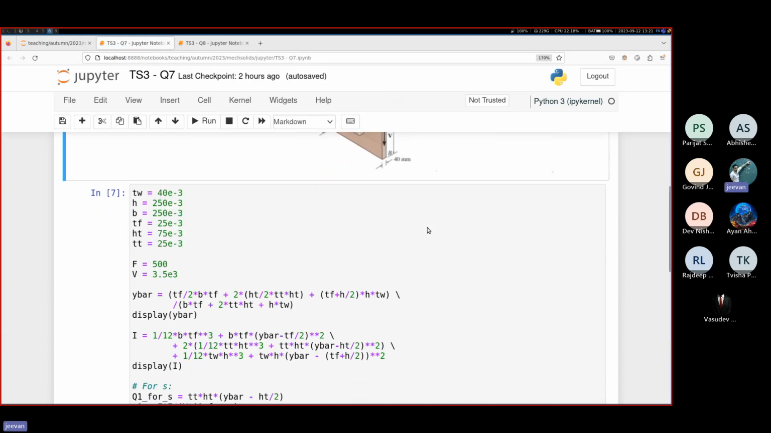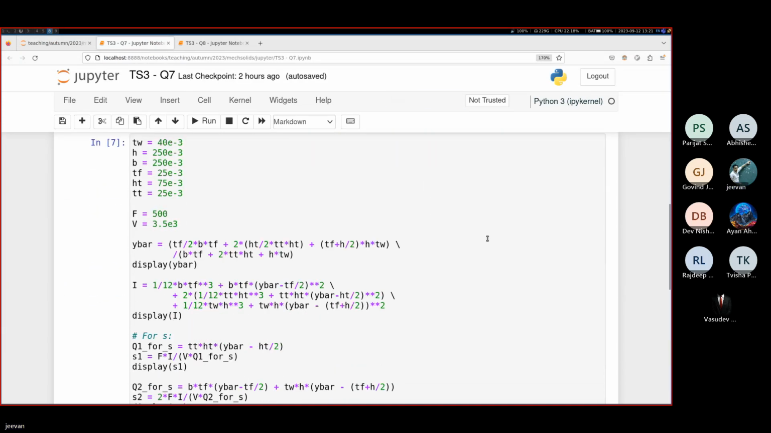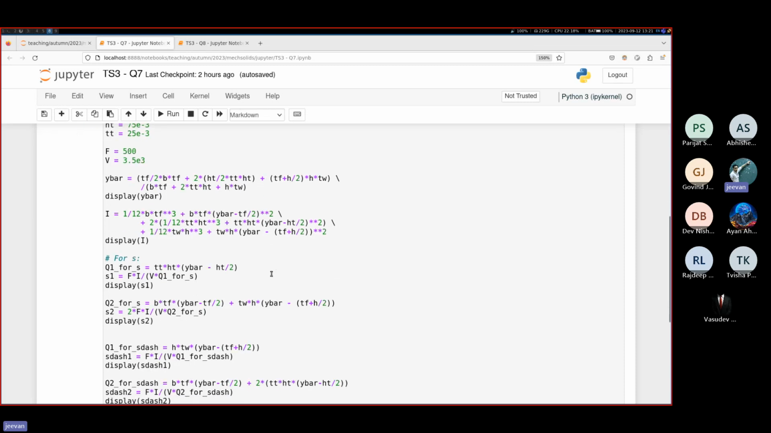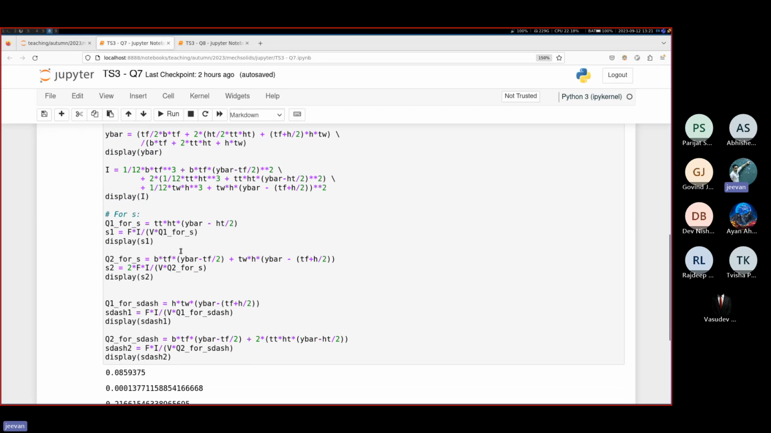So this is the same problem. You see, just slightly reduce the font. So see, first I've calculated the y bar and the I in the normal way with respect to the top edge. And then this Q1 I have found out like this.